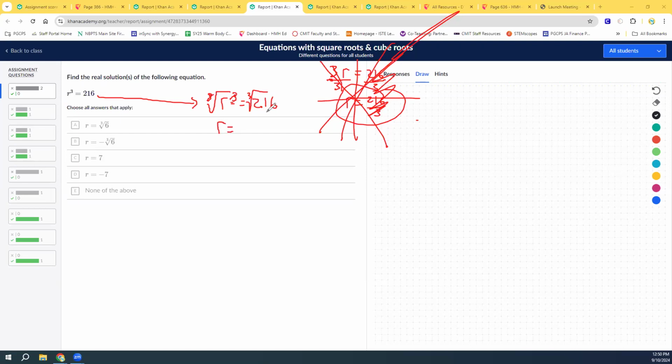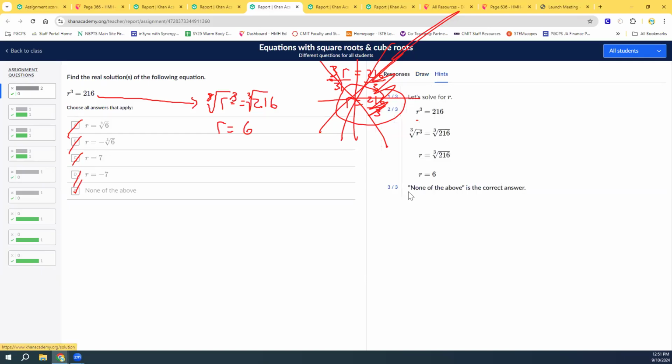And we know that the cube root of 216 is 6. So the answer is 6. But I don't see that. I see the cube root of 6. But that's not right. That's a different number, and it's definitely not 7. That would be 343. So I'm going to say the answer is none of the above. None of the above. And you can see the work right there. That was tricky. Trying to trick me.